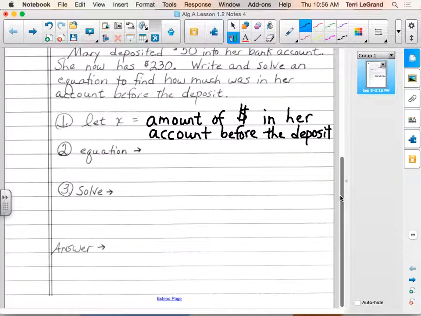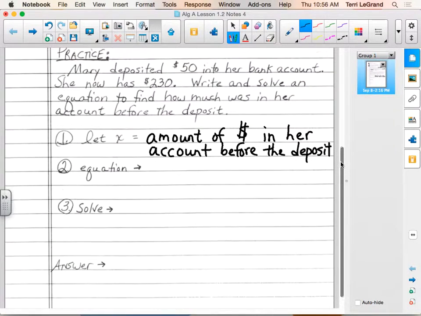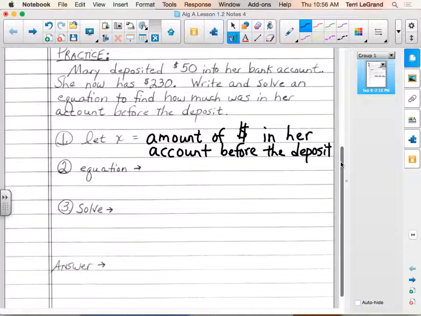Okay, now let's write an equation using that variable. Anybody think they know an equation that we could possibly set up? What do you want to try, Devontae? X, the amount of money she had in her account before, plus 50 equals 230. Plus the $50 deposit should equal how much she has in her account after. What do you guys think? Think that sounds pretty good? Okay, so x plus 50 equals 230.